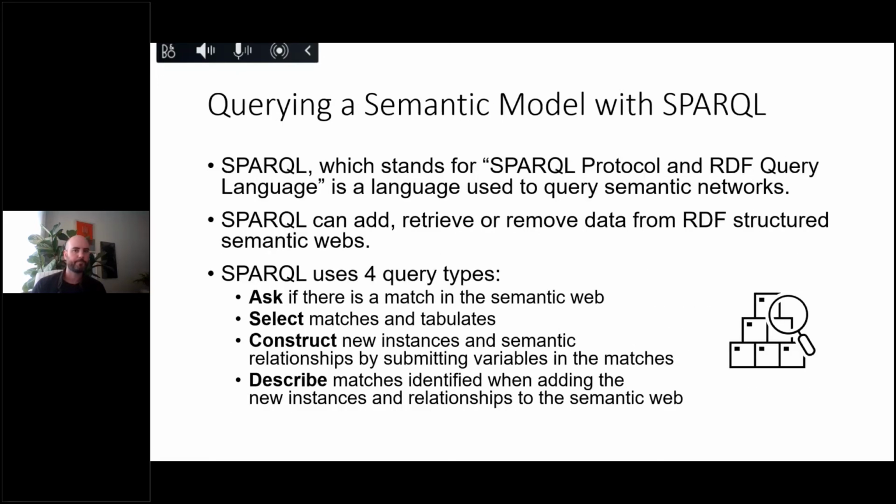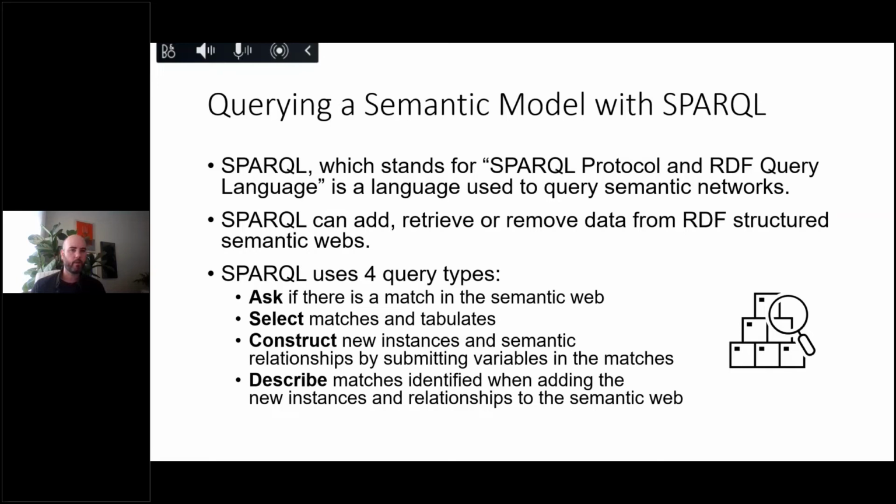So, querying with Sparkle. As I mentioned, Sparkle is a recursive acronym, which is just kind of a weird thing, but not really that important for using it. What's important is Sparkle is not just a querying language. It doesn't just ask the knowledge graph information and get it back. It can also be used to add data, remove data, create new nodes or relationships within the knowledge graph. It uses 4 main query types.